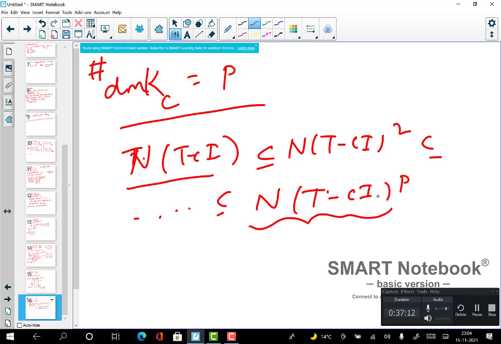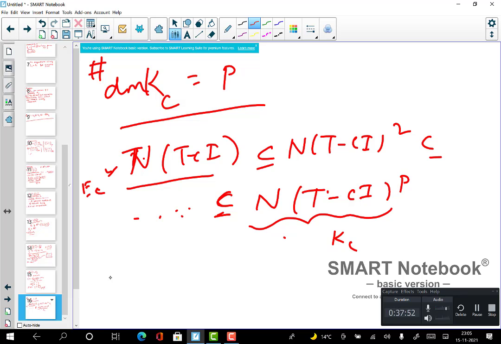So these are the vectors such that T minus Ci power P is zero. This is the whole Kc, and this one is the eigenspace Ec, and you have something in between. These are proper inclusions in this case, so you can find a vector here which is not inside the null space of T minus Ci power P minus 1, and so on.